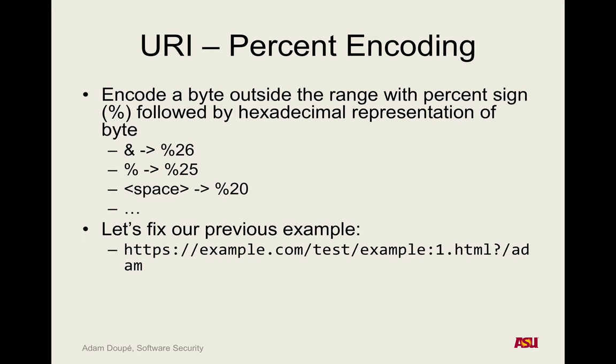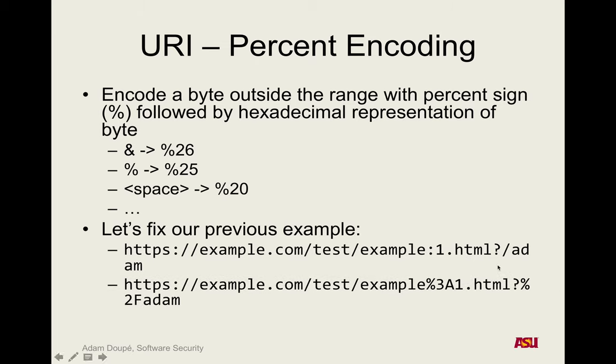Was dot disallowed? No, dot's fine. It's A through Z, digit, underscore, dash, dot, tilde. Question mark. Well, it actually depends on what we want it to do and what we actually want to request. So if we wanted example.com/test/example:1.html with the question mark part of the path, and then slash atom, we would encode this question mark as a percent character. If we don't, then we'll encode the slash if we wanted this to just be atom.